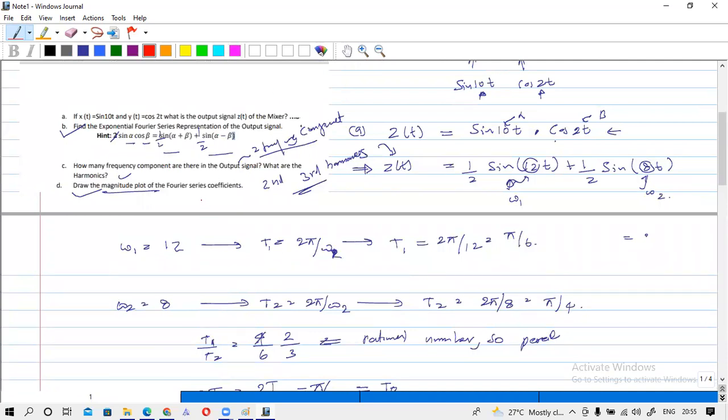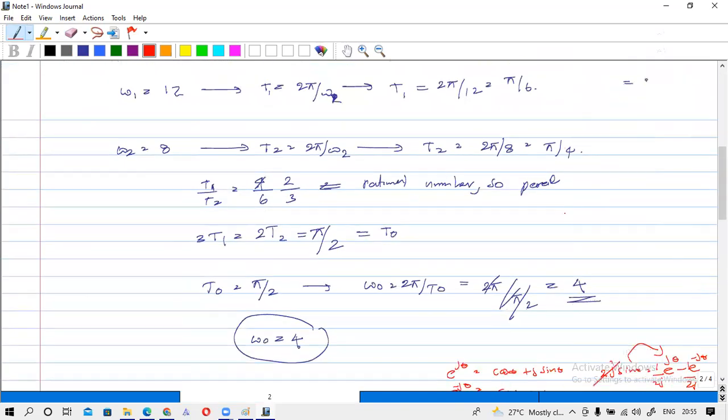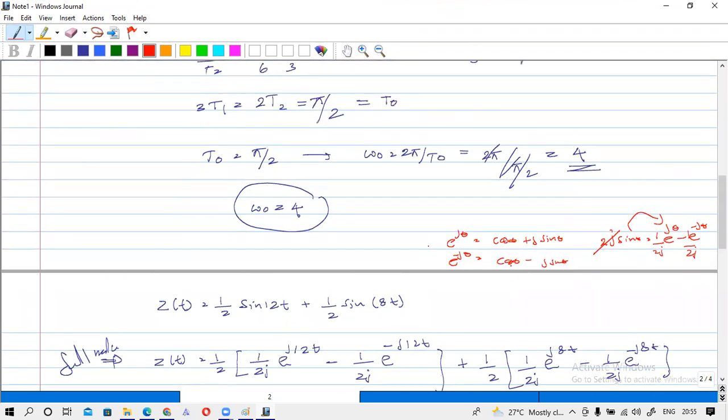That is the answer for this question. Please go through this kind of question, which you have in tutorial 3. This kind of question will come in your exam, so you should be able to answer it. If you have any problem, you can ask me again and I will help you. Okay, thank you.